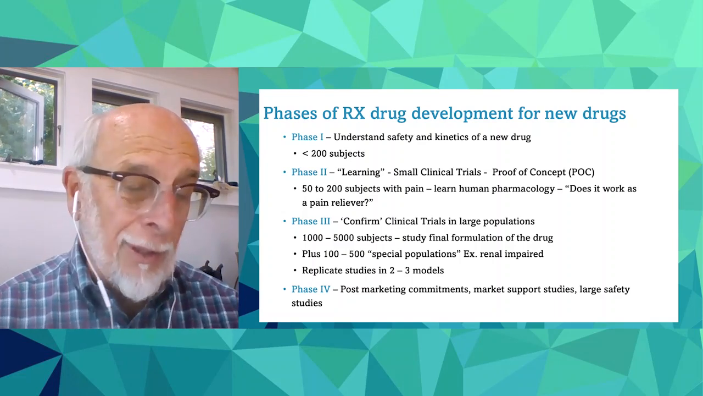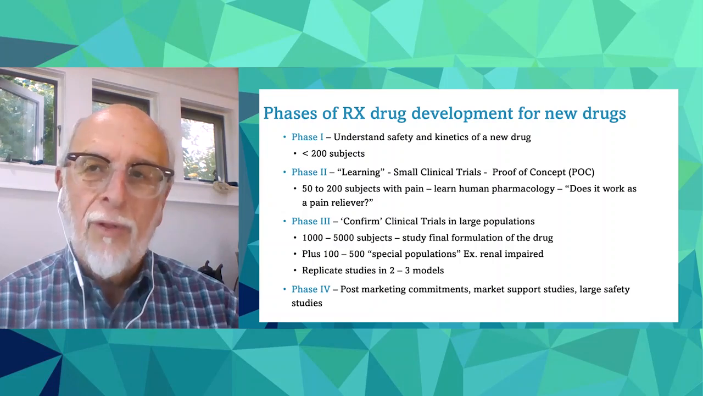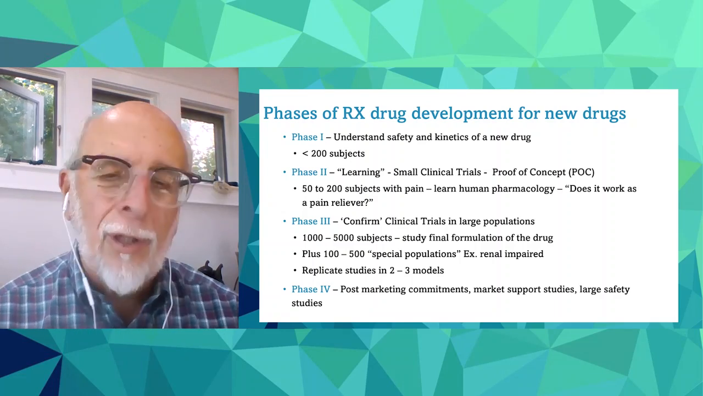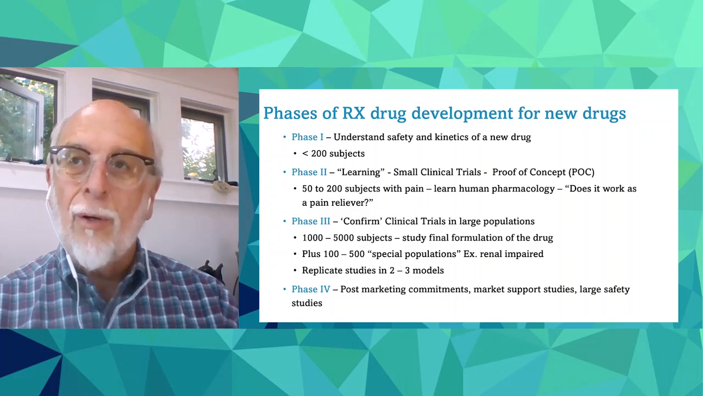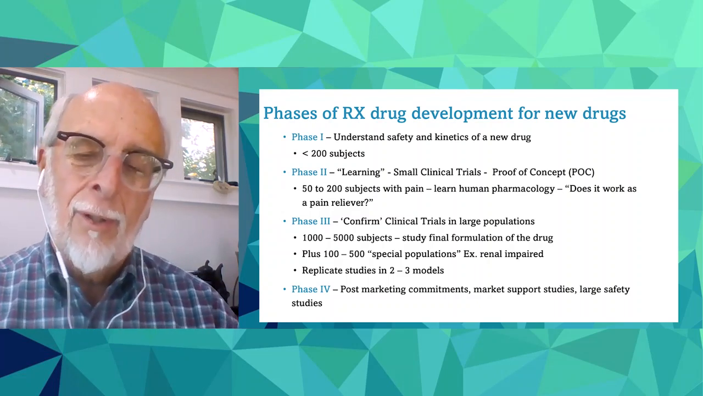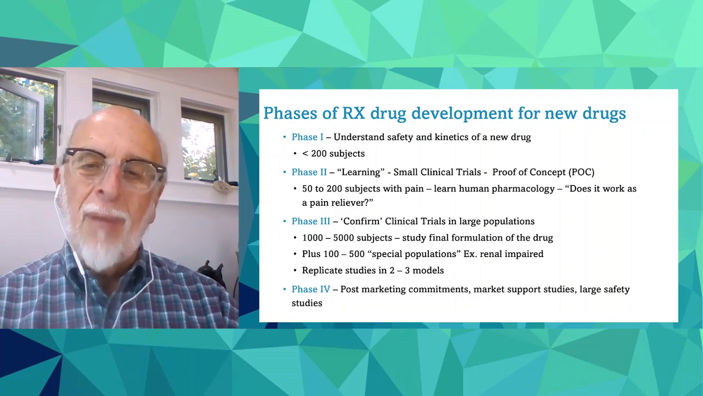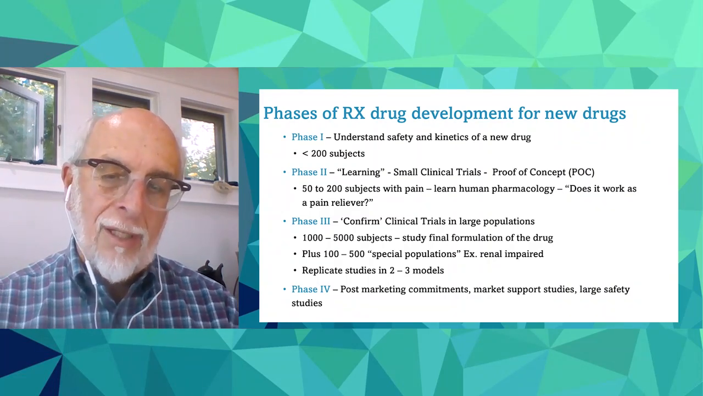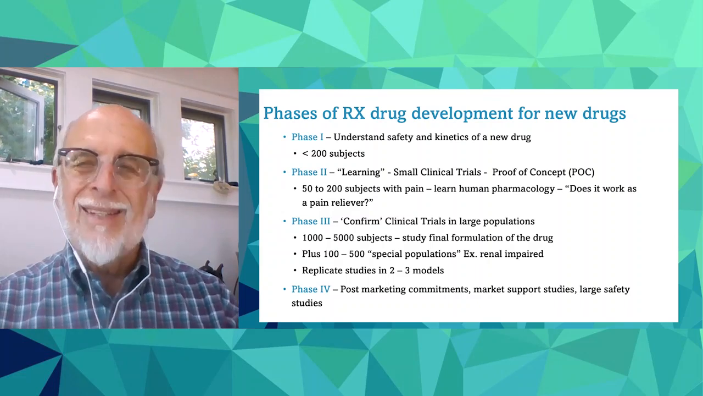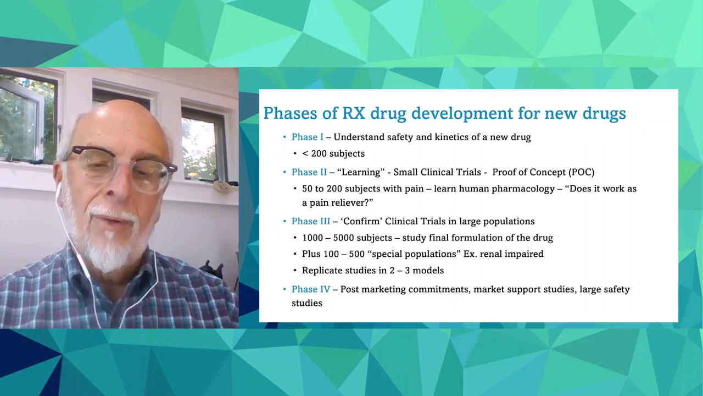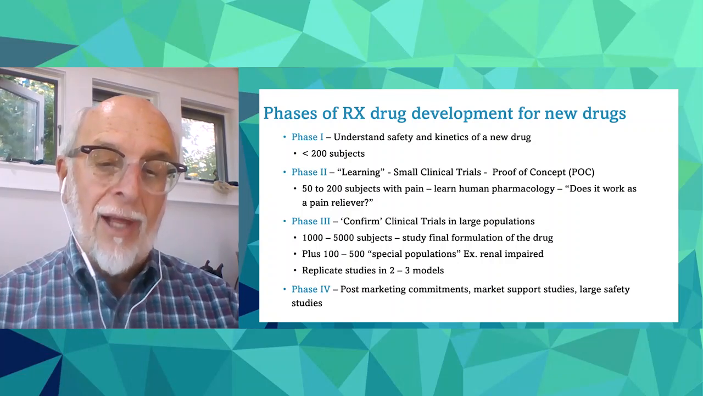Phase 2 are the learning studies, which are really small clinical trials with anywhere from 50 to a couple of hundred patients. And here we're trying to determine, is this drug really working as a pain reliever? I'll refer to these as proof of concept studies, that based on the results of the phase 2 studies, they'll design the larger studies at the final dose that is intended to be brought to the market, along with the final formulation of that drug.